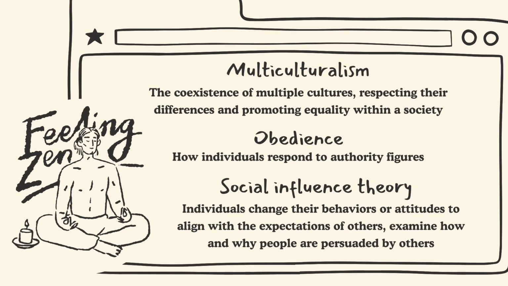This is the coexistence of multiple cultures, respecting their differences and promoting equality within a society. Obedience is how individuals respond to authority figures, which is usually that they listen to whatever they say. Social influence theory is that individuals change their behaviors or attitudes to align with the expectations of others. It examines how and why people are persuaded by others, usually pretty easily, because you want to be within the group. You don't want to be the one who stands out. So especially when people are in authority, you usually listen to them.